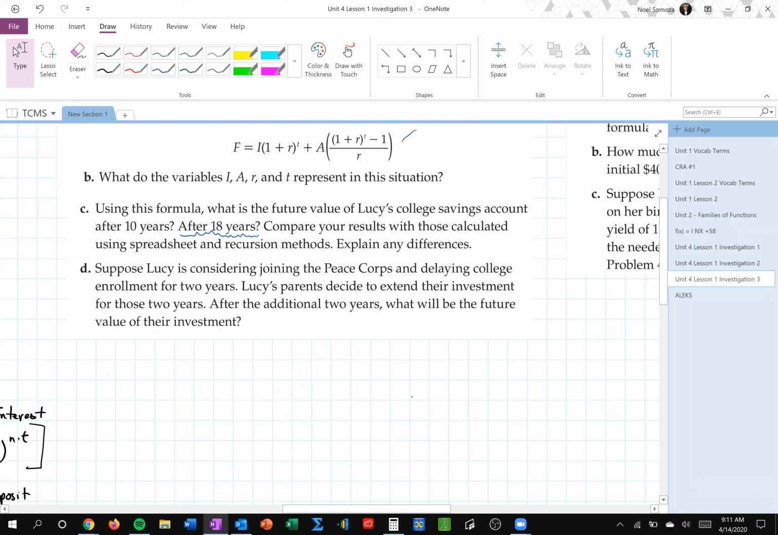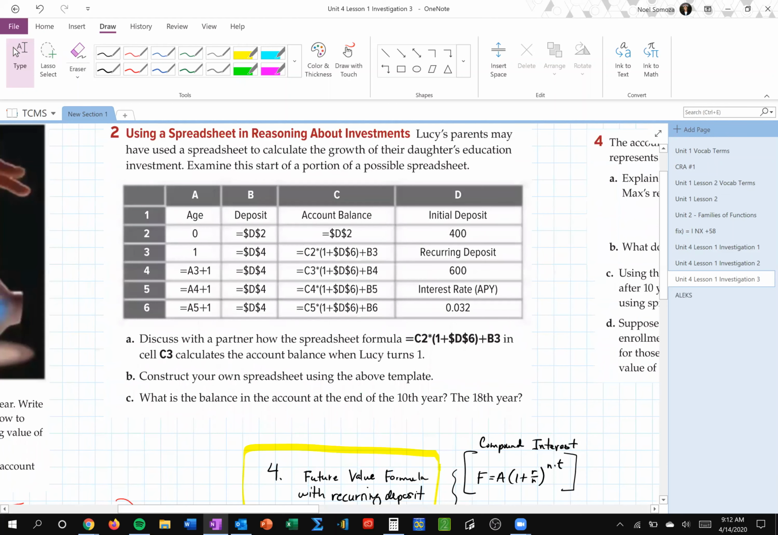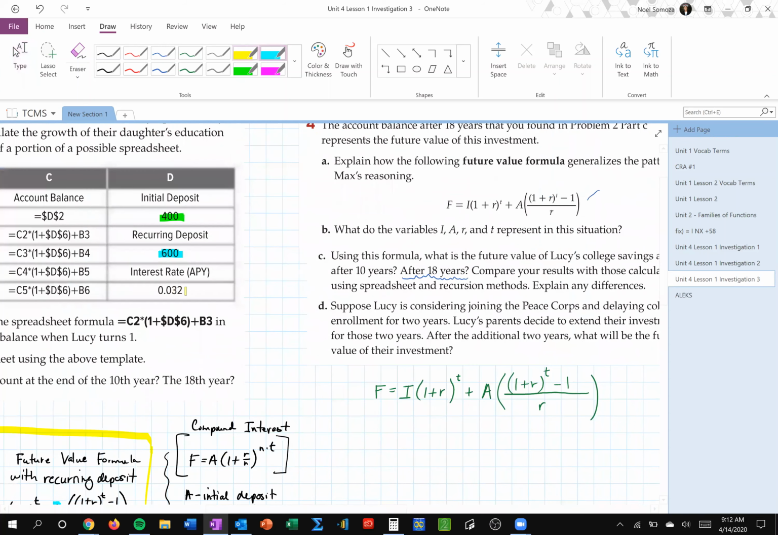Okay, and so there are a couple of things here that they are assuming we know already because they were talking about problem number 2. If we go back to that real quick, it actually doesn't show us. I guess it does. Yeah, so we have the information right here. We can see that the initial deposit was 400. We can see that the recurring deposit was 600. We can see the interest rate right here; they've already converted that to a decimal for us.